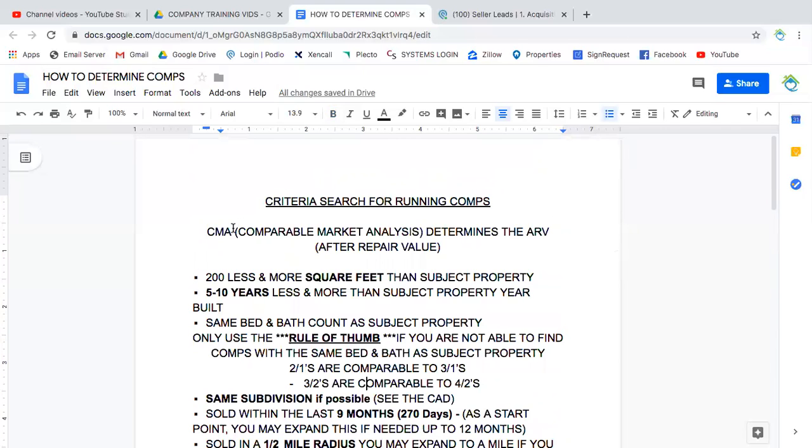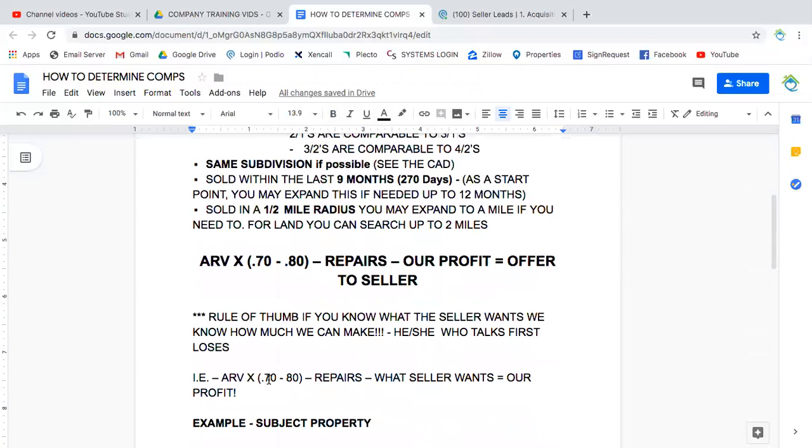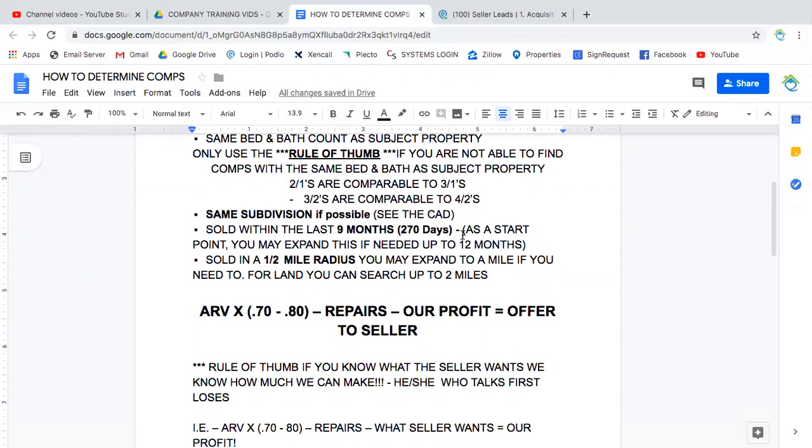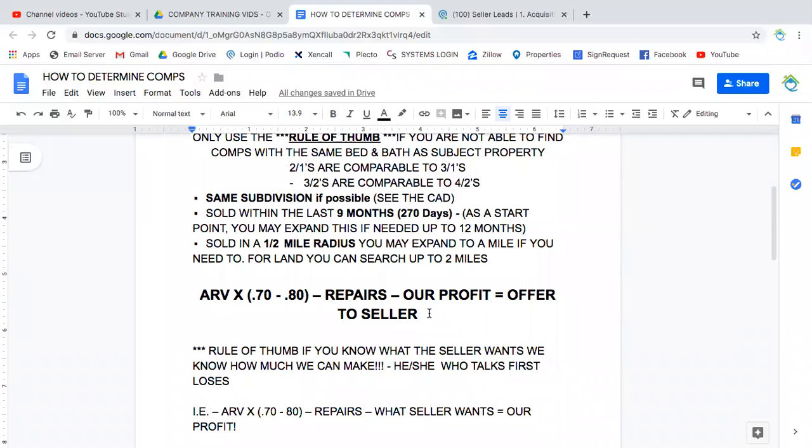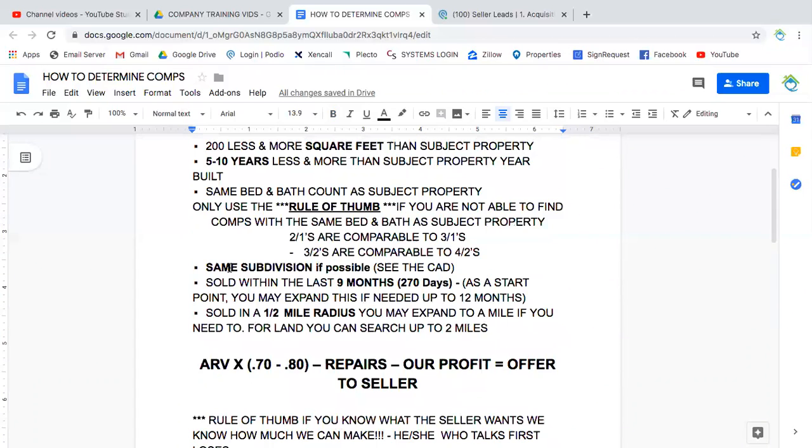Now, comparables, also known as comps, these are also only on sold properties. These are not homes that are on the market. These are not homes that are pending sale. These are homes that have sold and are no longer available. A sale has happened. So keep that in mind.